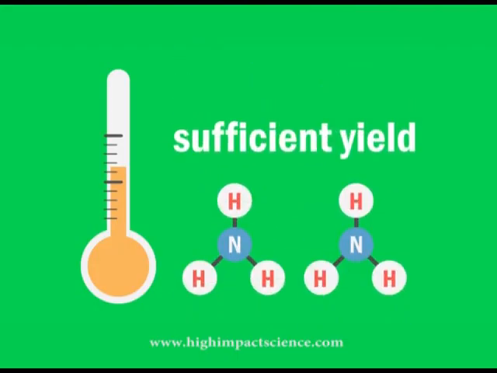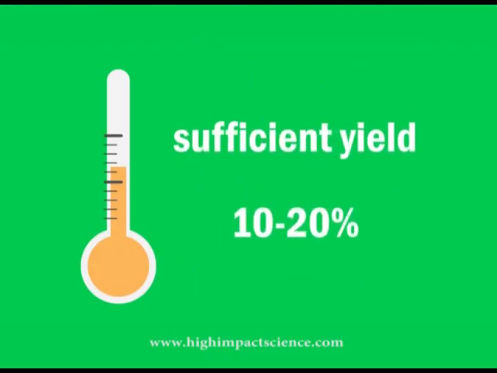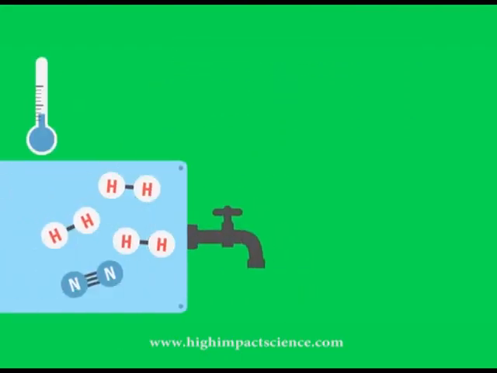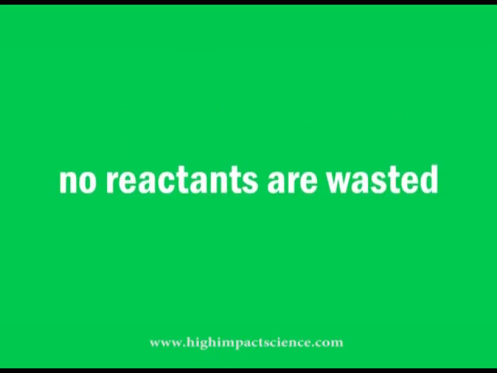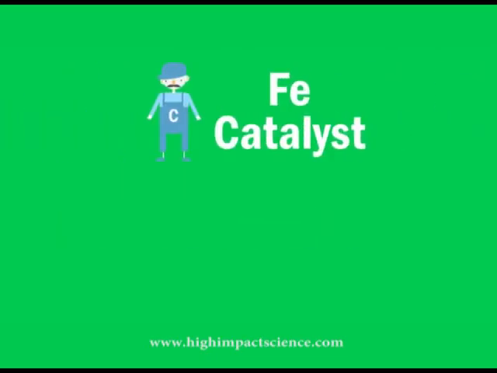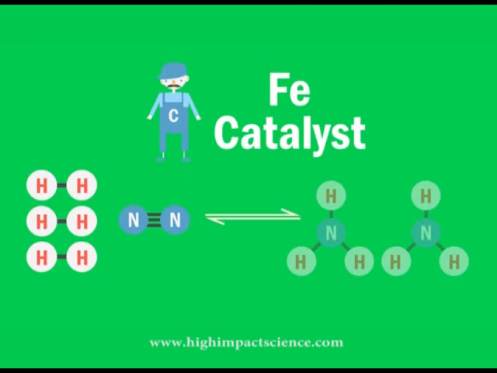The yield of this process is 10 to 20%. Remember that the unused gases are recycled, so no reactants are wasted. An iron catalyst is used in this process. The catalyst does not affect the position of equilibrium, but only increases the rate at which equilibrium is attained.